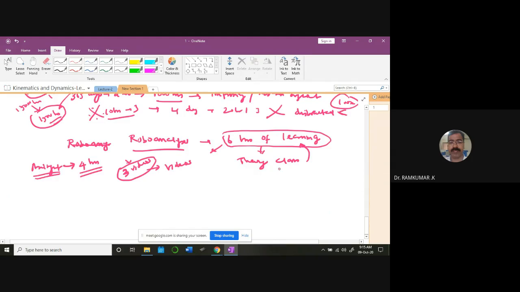But the theory part is also important. At least I'll have to cover 2 units. Then only assignments will come. At least I'll be covering 1.5 units.